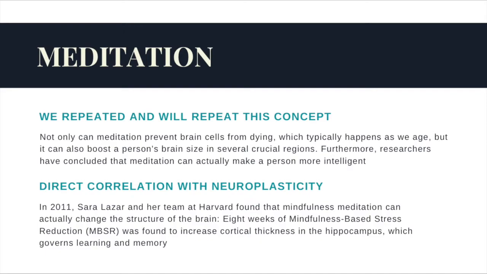Now, there's a direct correlation between meditation and neuroplasticity. In 2011, Sara Lazar and her team at Harvard found that mindfulness meditation can actually change the structure of the brain, as we said before. 8 weeks of mindfulness-based stress reduction was found to increase cortical thickness in the hippocampus, which governs learning and memory. And we don't even need to explain what happens when the brain size increases. That, of course, means that there are more brain cells, and with more brain cells, you will have more brain energy, you will ensure more neuroplasticity, and especially because it's affecting your learning and your memory, which are two essential parts when it comes to neuroplasticity.